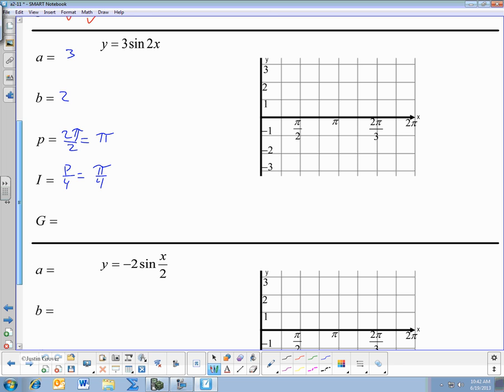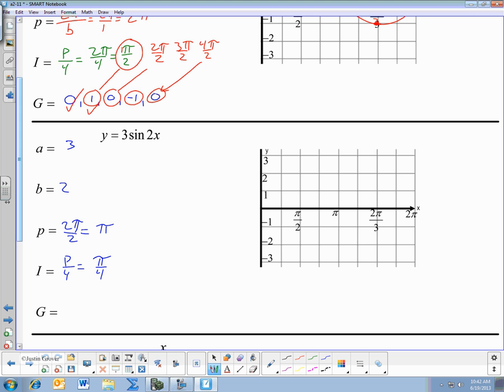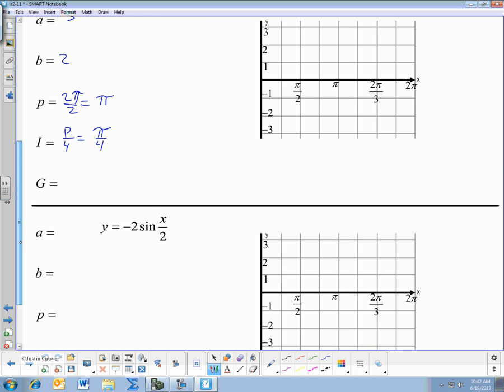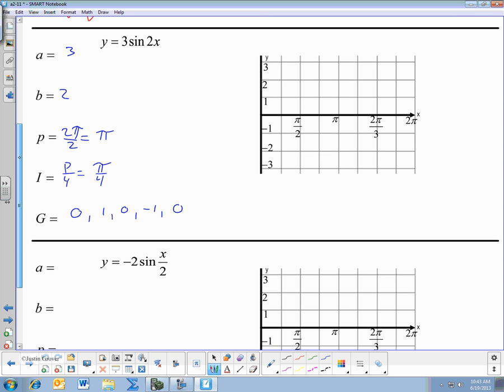Last time our intervals were pi over 2, so we had 1 pi over 2, 2 pi over 2, 3 pi over 2, 4 pi over 2. This time my interval is pi over 4, and my guide is still 0, 1, 0, negative 1, 0, but I have to multiply it by A. And up here we see A is 3, so that's going to change to 0, 3, 0, negative 3, 0, because I multiply all those numbers by A.